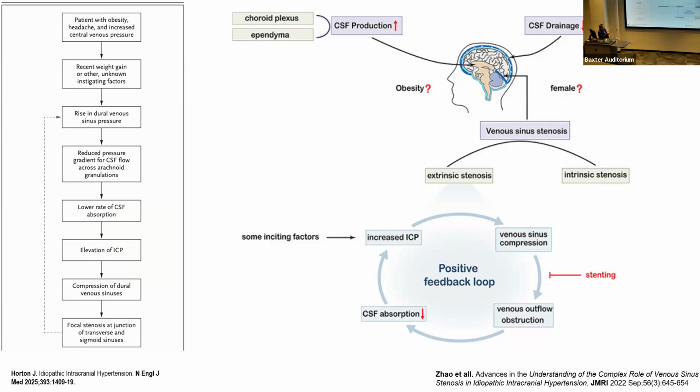The increased ICP probably compresses the dural venous sinus. Then that produces this focal stenosis, more affected on the transverse sinus and the sigmoid sinus. And this is a feedback producing more intracranial pressure. So we have a feedback going in the same direction. It's the same thing, but it was described maybe three or four years ago. Same thing: CSF production, CSF drainage, and sinus stenosis. So this feedback.